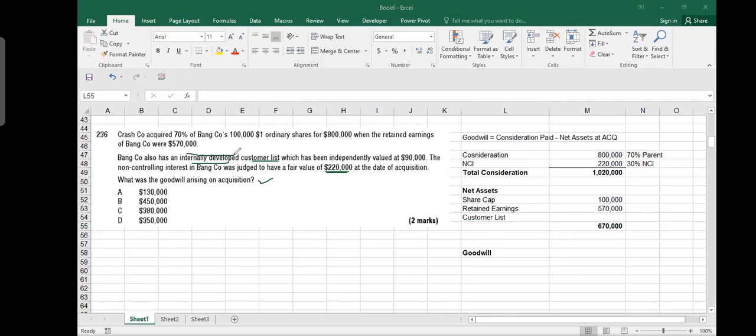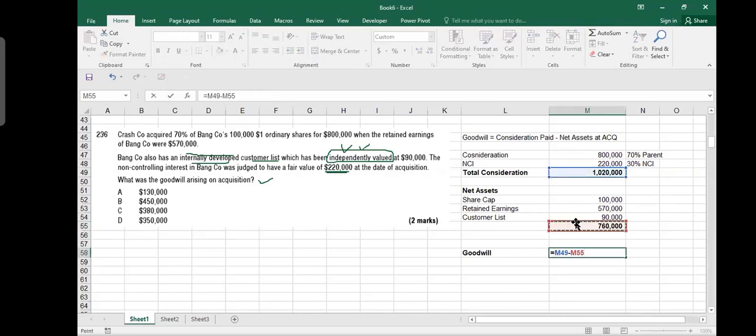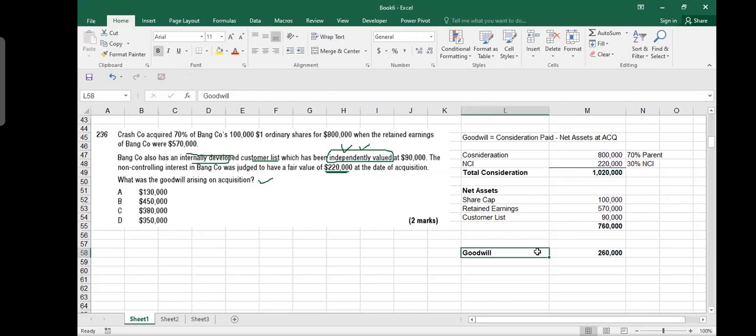Under normal conditions, you do not recognize internally developed non-current assets. But they told you that it has been independently valued. It means that a third party has valued that thing, and that's a verification. And then you can include it. So I would say 90,000 is the customer list value. So the total assets are 760,000. And here comes 1,020,000 minus 770. So you get 260,000 as your goodwill.